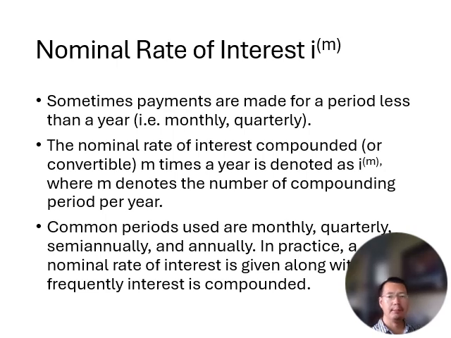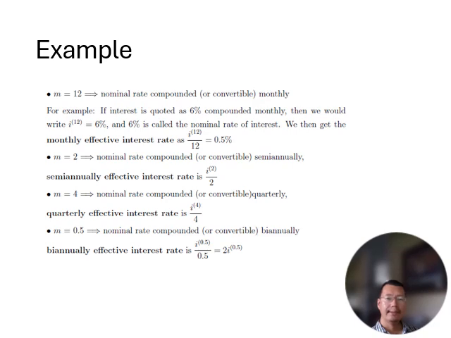So sometimes payments are made for a period less than a year, for example, monthly or quarterly. The nominal rate of interest compounded m times a year is denoted as i^(m), where m denotes the number of compounding periods per year. Common periods used are monthly, quarterly, semi-annually, and annual. In practice, a nominal rate of interest is given along with how frequently interest is compounded. Now let's look at an example.